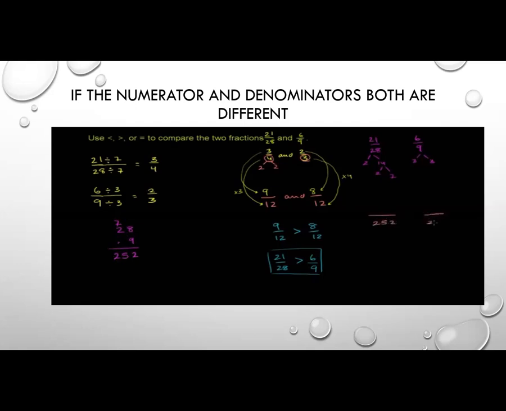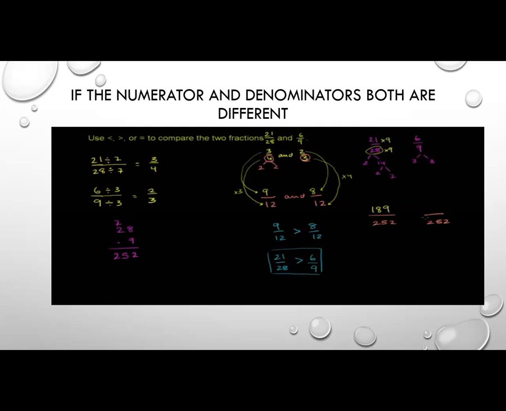252 and 252. Least common multiple of 28 and 9. To go from 28 to 252, we had to multiply it by 9. So we also have to multiply the numerator times 9. So what is 21 times 9? That's easier to do in your head. 20 times 9 is 180, and then 1 times 9 is 9. So this is going to be 189.